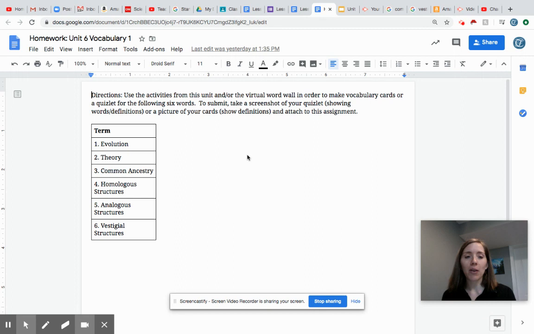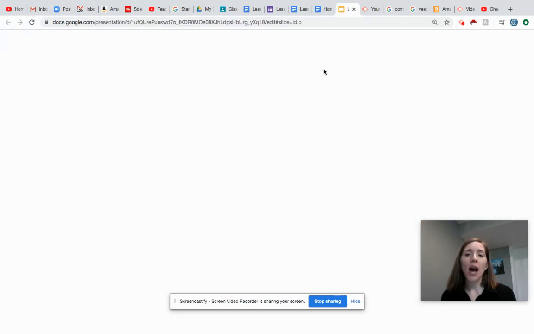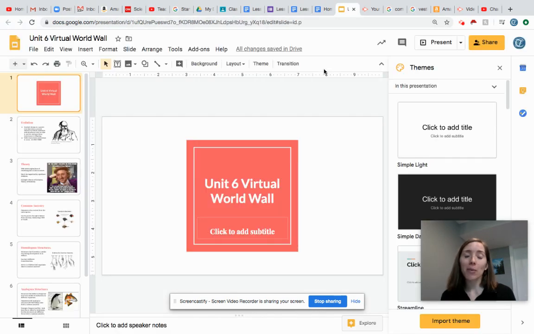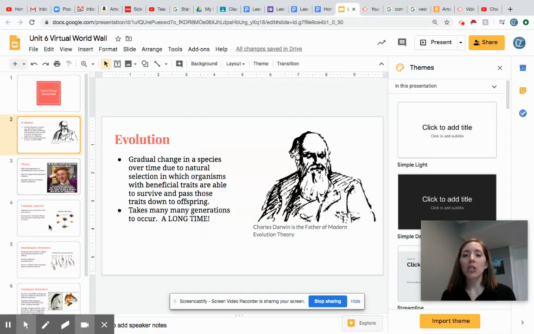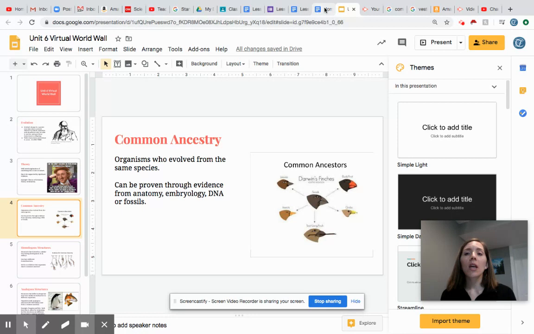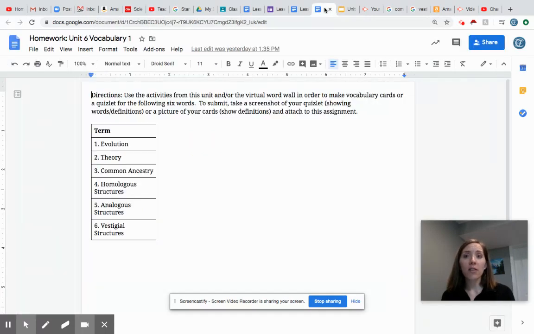Pop it up, there we go. They are found on your unit guide. If you're thinking, I don't know where I'm gonna find these definitions, you can either look back in the activities that we've done in these four lessons, or I posted for you my virtual word wall. It's not as great with my illustrations as the classroom word wall, but it should help you get the job done. You can choose either to do physical cards, so definition, an example, maybe a picture on one side and the word on the other, or you can do a Quizlet like you've done before.